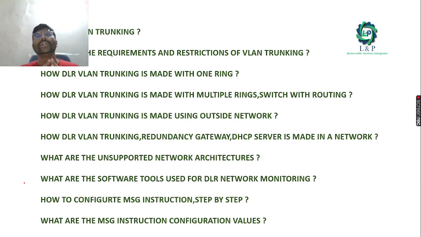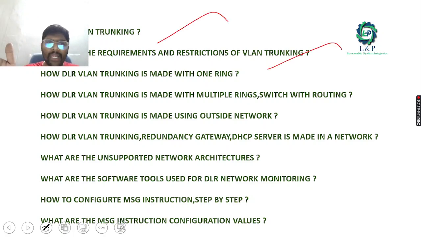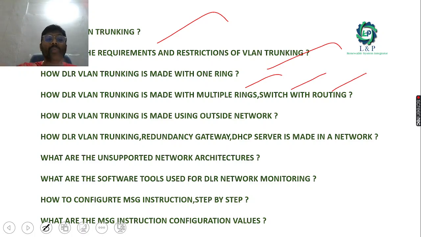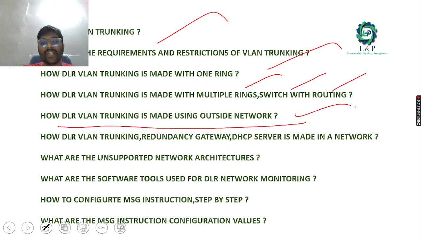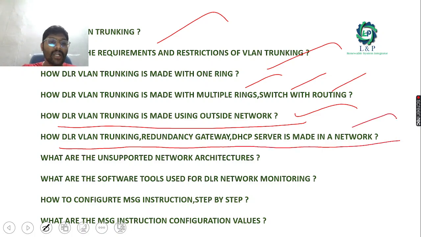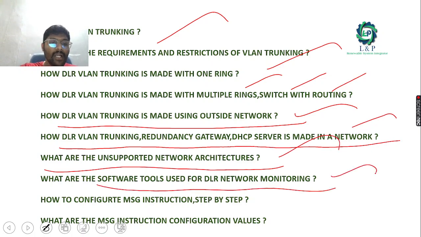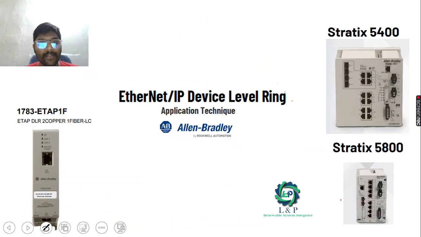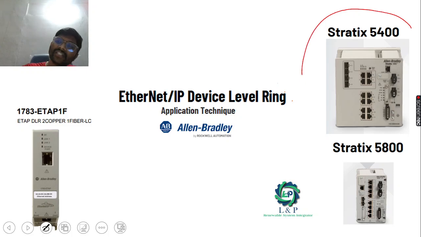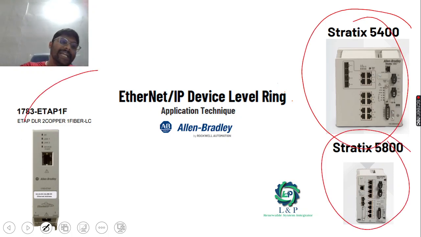What are the things that we are going to discuss? Here we are going to discuss the basics. What is VLAN trunking? What are the requirements and distribution of VLAN trunking? How is DLR VLAN trunking made with one ring, and how can we create it with a multiple ring switch with routing? How can we create DLR VLAN trunking using the outside networks, and how DLR VLAN trunking with redundant gateways and ES services is made in the network? What are the unsupported network architectures, what are the software tools used for DLR network monitoring, how to configure the messaging instructions, and what are the messaging instruction configuring values? In our discussion, we might be using the 5400 and 5800 switches.